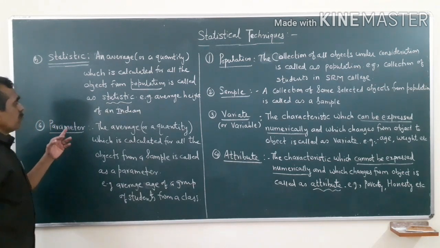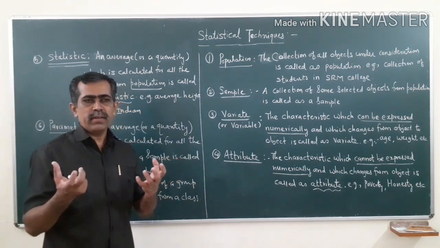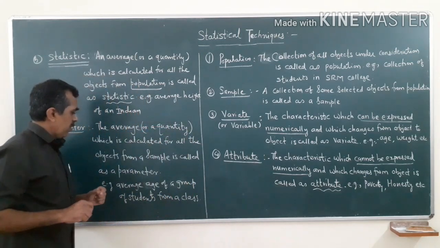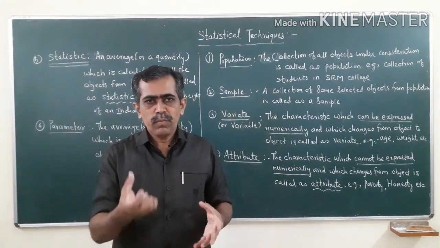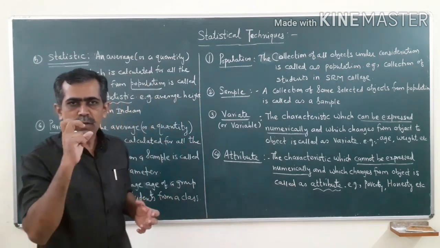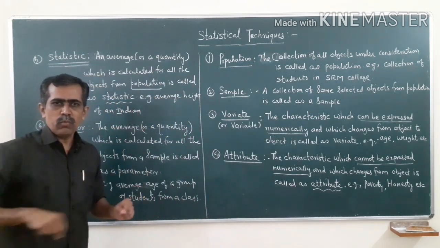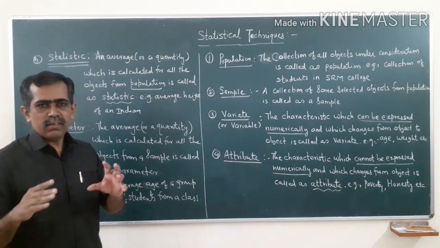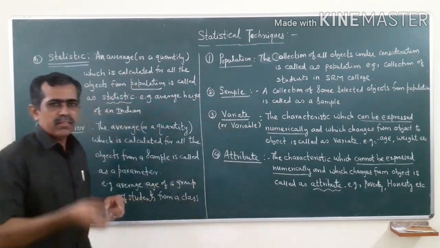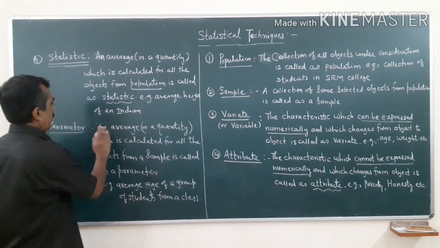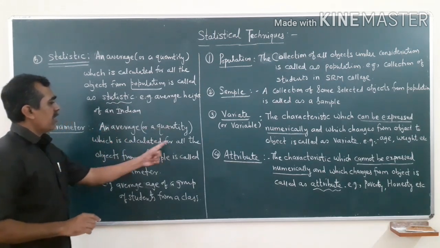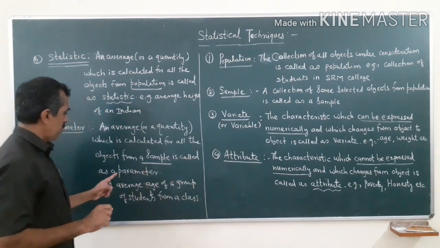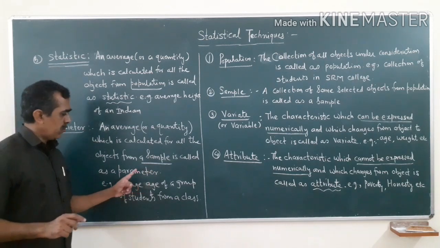Now, if we find such a quantity for the objects from a sample, for example, consider a group of students from a class, and we find their height or their weight, then such a single number which will represent the height, weight or age of a group of students from a class, an average or a quantity which is calculated for all the objects from a sample, such a result calculated for a sample is called as a parameter.